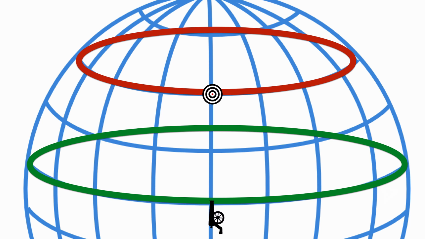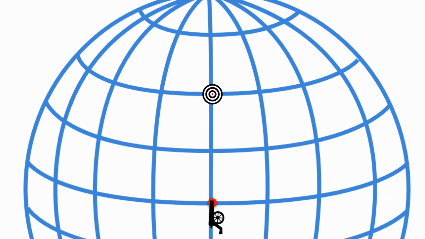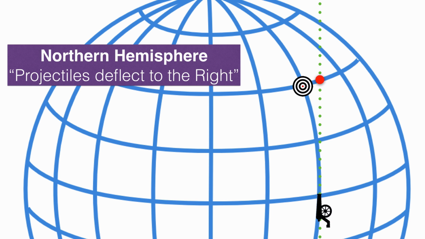So if we have a cannon on the green line and we're aiming it at the red line, and we fire that cannon, well, it's going to miss. Now, you might have missed it, so I'm going to slow it down, and I want you to focus on that red dot and see if it looks like it is curving away from the target. But in actuality, it wasn't curving at all. That red dot was moving in a perfectly straight line. But because the target was moving slower, it appeared to deflect the projectile to the right.